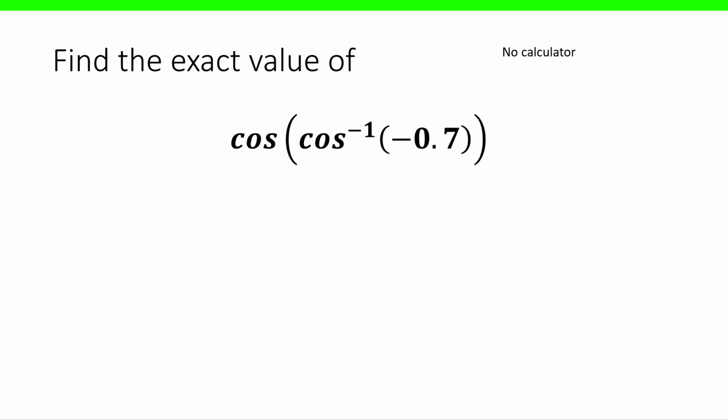Okay, these ones are a little bit switched now, right? I don't have the inverse cosine on the outside, but right here is an angle. This is just theta. So cosine of theta is going to equal what? Cosine of theta is going to equal negative 0.7.